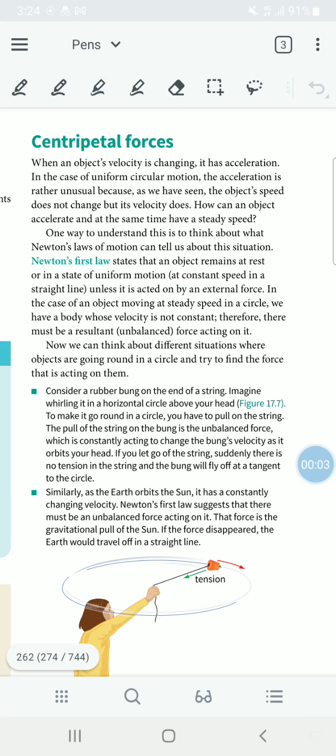Physics chapter 17 theory video 6. We are going to learn about centripetal force.